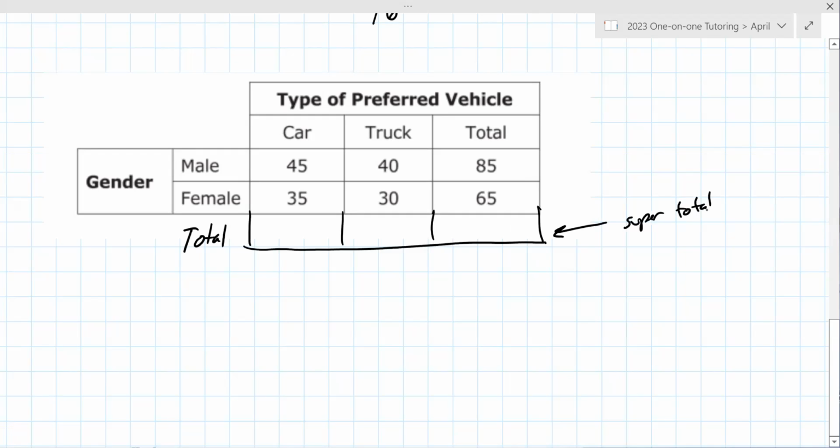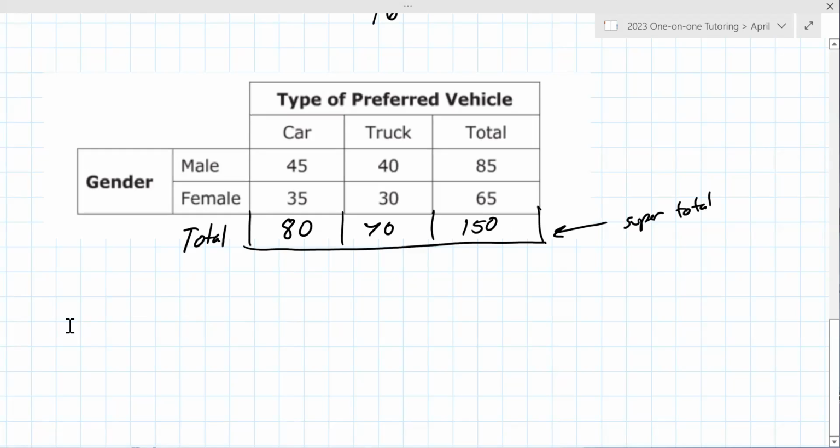So then, total for car is 80. Good. The total for truck is 70. Now here, the super total should work when you go either horizontally or vertically, meaning it should be exactly the same. It does. 150. Okay, so let's try this again.